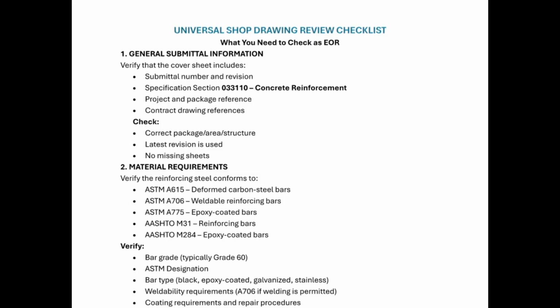Material requirements. You need to verify the reinforcing steel conforms to ASTM A615, ASTM A706, A775, AASHTO M31, AASHTO M284, or can be any other material depending upon what project you are on, which state you are working from.